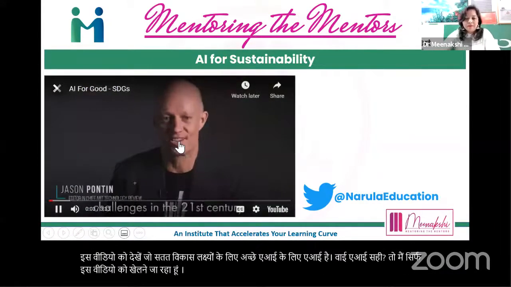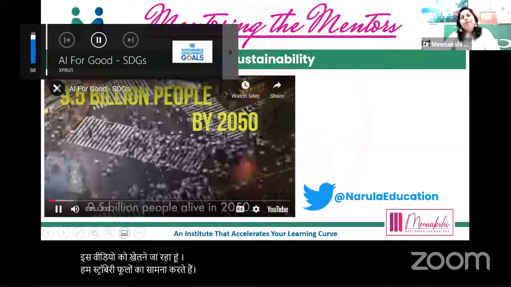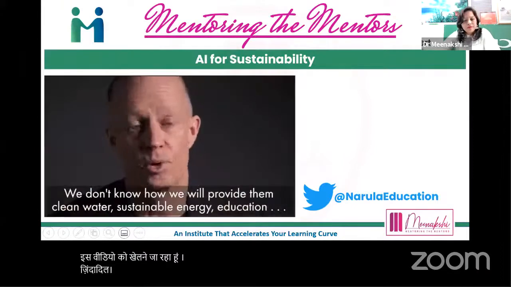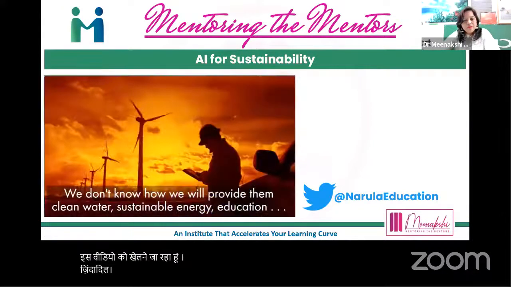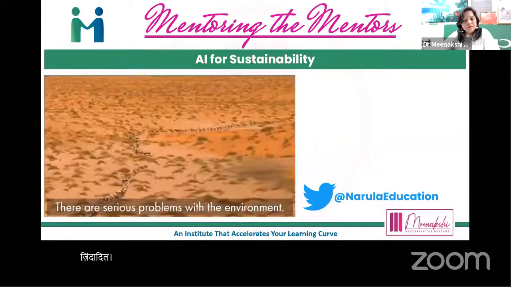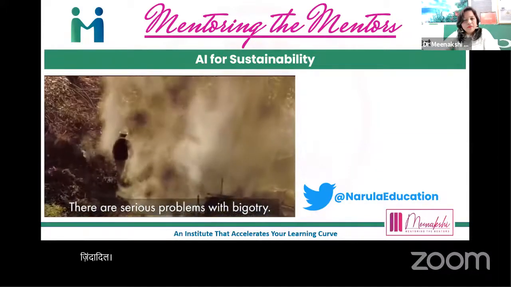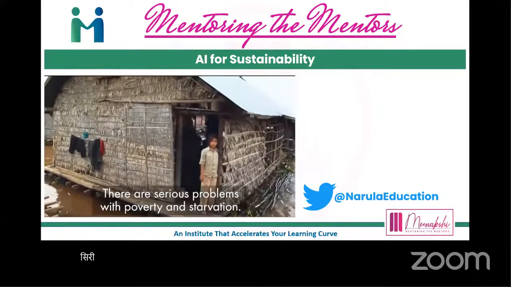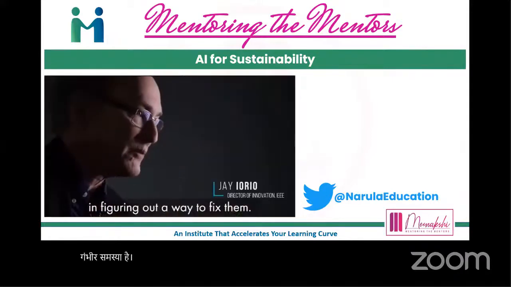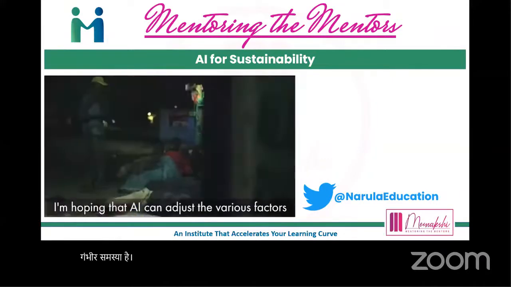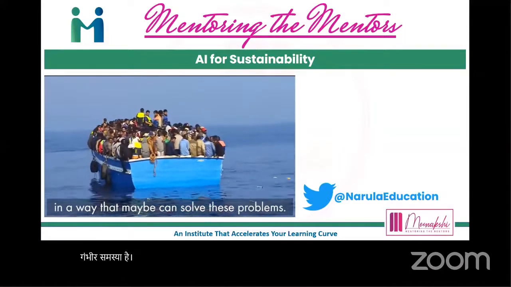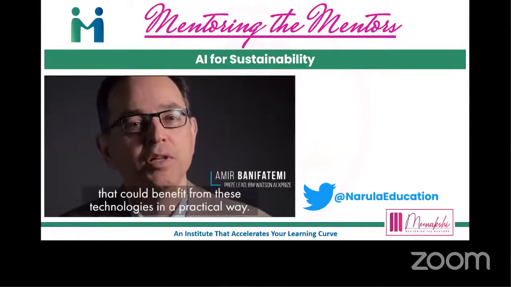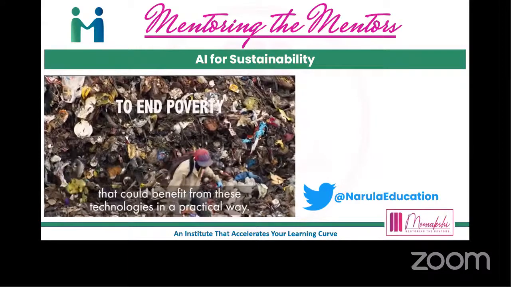We face extraordinary challenges in the 21st century. 9.5 billion people alive in 2050. We don't know how we will provide them clean water, sustainable energy, education. There are serious problems with the environment. There are serious problems with bigotry. There are serious problems with poverty and starvation. And so far, we've been unsuccessful in figuring out a way to fix them. I'm hoping that AI can adjust the various factors in a way that maybe can solve these problems. The real opportunity for AI is how we can actually help the 7 billion people that could benefit from these technologies in a practical way.